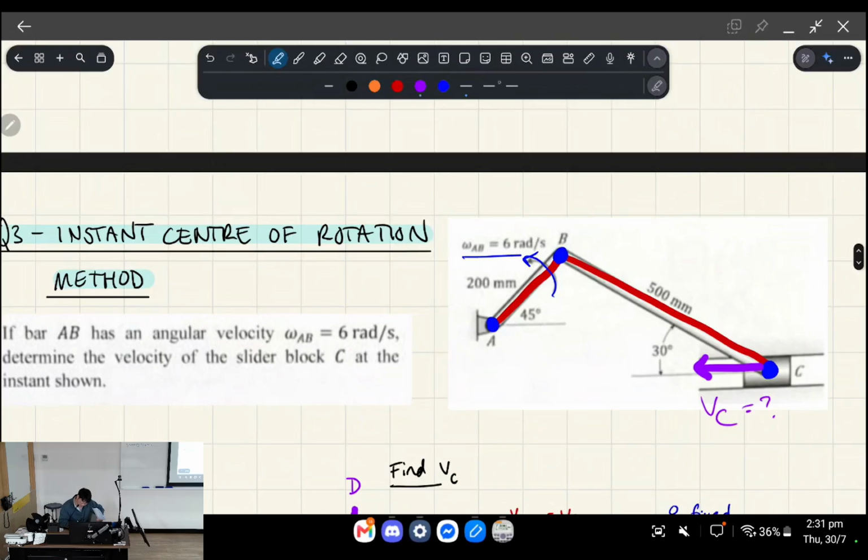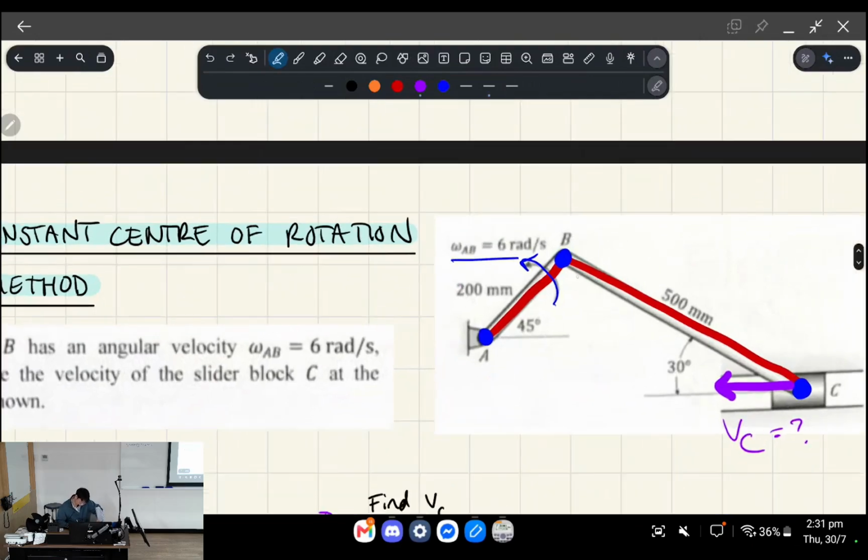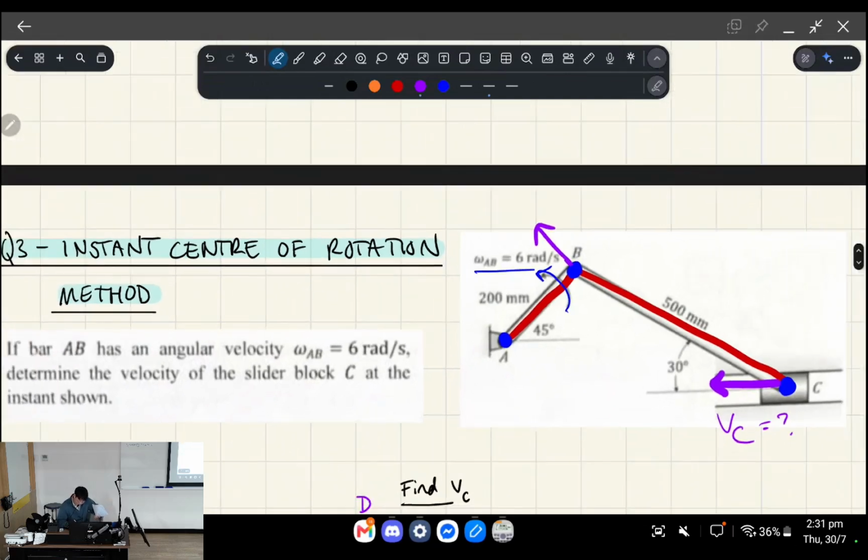The other thing is the velocity of B. We don't know its magnitude quite yet, but we can know its direction because it can only be going one of two ways. Is it going to go up and left, or is it going to go down and right? Well, we know that it has to go up and left because the rotation is causing this link to go up and left, and 90 degrees to the rod. So we know the two directions of the velocity of the nodes.